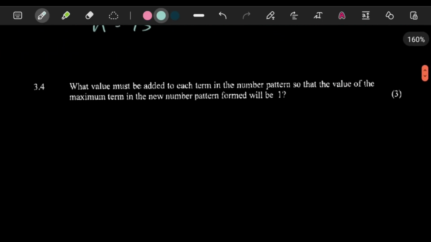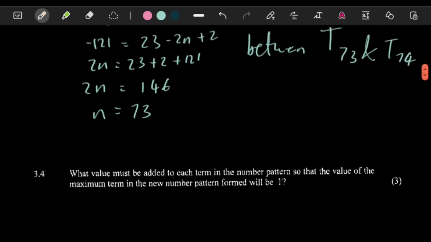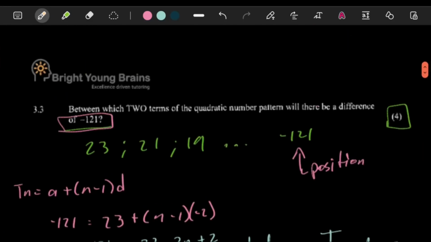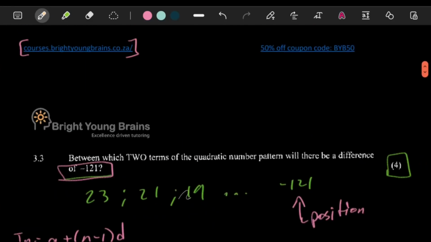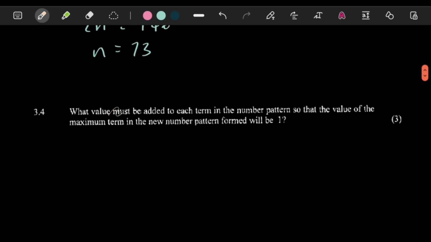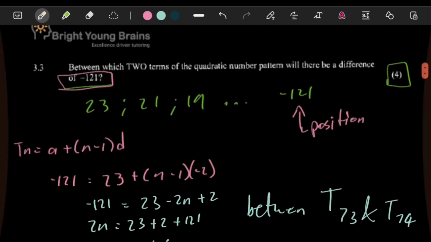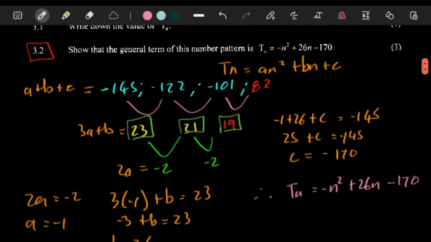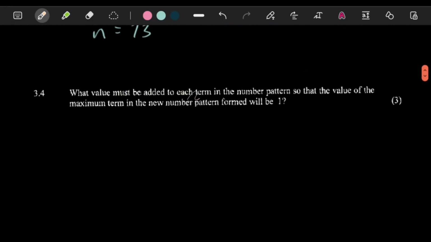3 marks now. Let's see what these 3 marks are going to do. It says what value must be added to each term in the number pattern so that the value of the maximum term in the new number pattern formed will be 1.